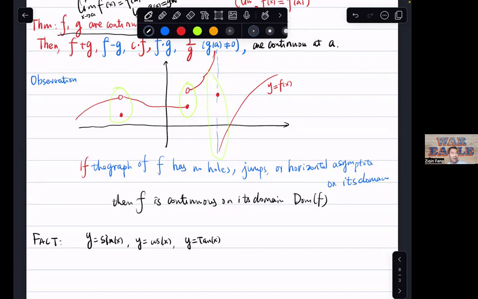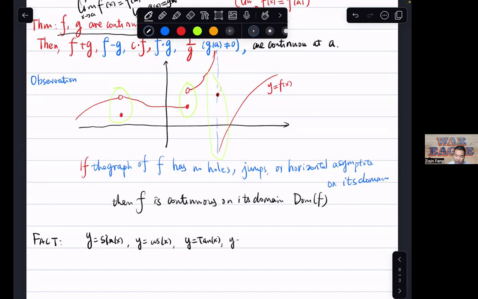You might wonder, tangent x has a vertical asymptote, but at that vertical asymptote, that x value is not in the domain. Only if you have a vertical asymptote and also the point is defined, I mean f of that point is defined, then the function is not continuous.